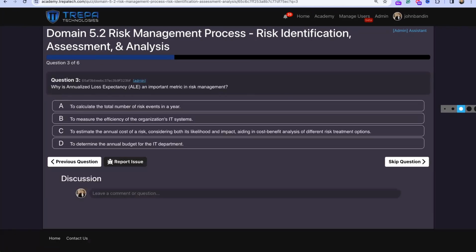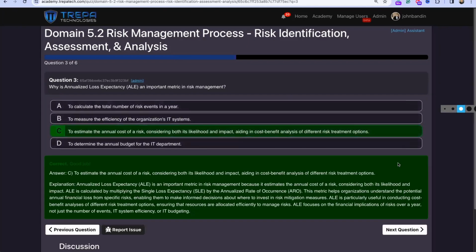Question 3. Why is annualized loss expectancy an important metric in risk management? With this, we can estimate the annual cost. It's kind of what we want. If we're doing our quarterly reviews of the cybersecurity team and department, we've got to go to the CFO and say, hey, these are the risks we have. Let's take this to the board and see if we can allocate some funds. Because if we don't, and if this happens, we estimate that we'll lose this much money yearly.